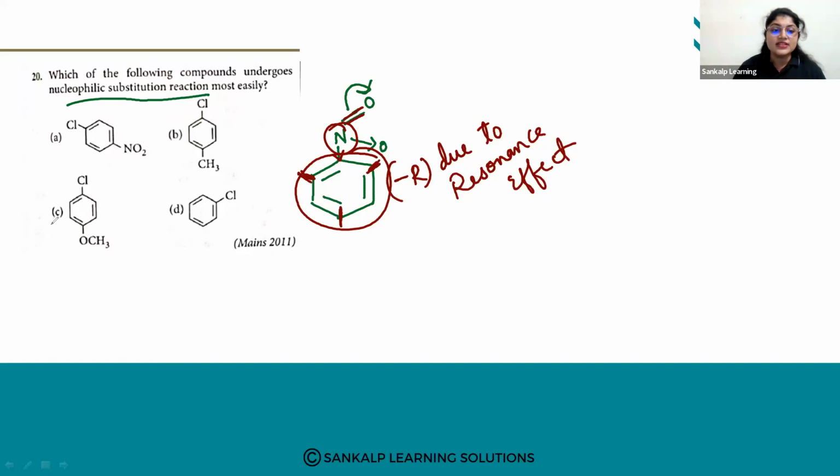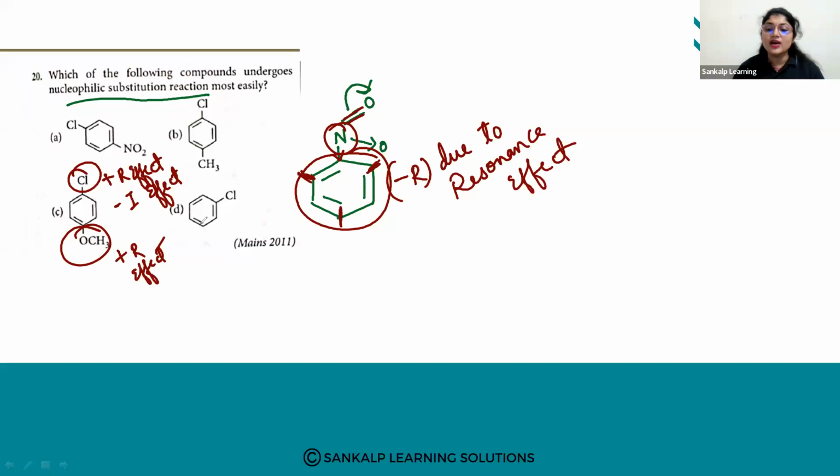If I consider this particular option C, Cl is present. Cl will show plus R effect, and it will show minus I effect, that is the inductive effect. And OCH3 shows plus R effect.